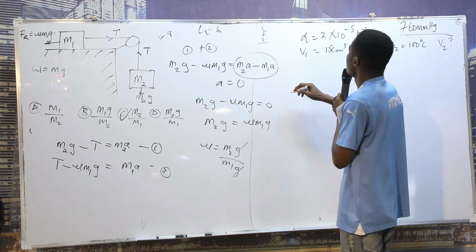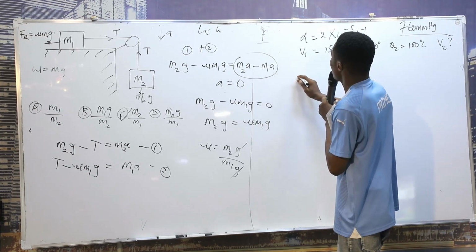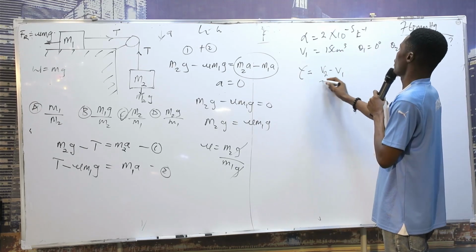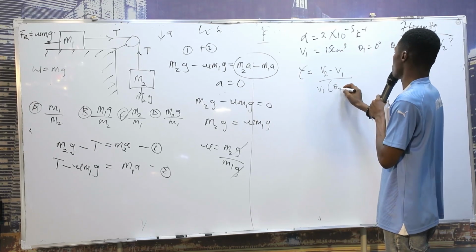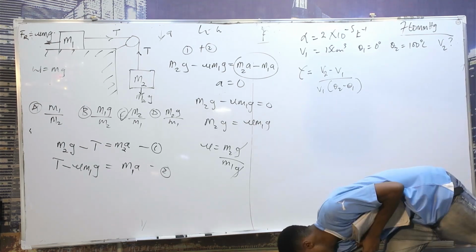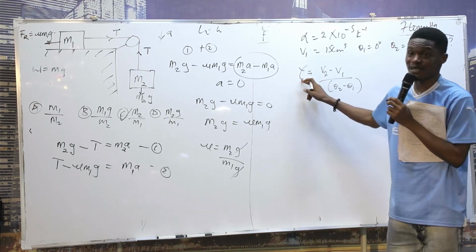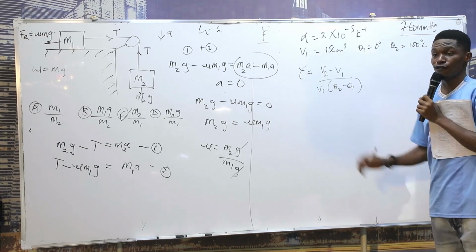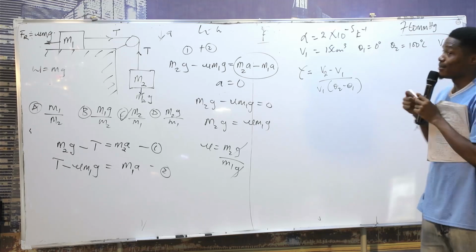V2 is unknown. Now, class, I will tell them that volume expansivity is V2 minus V1 over V1 times theta 2 minus theta 1. Have you seen this before? Good. But you know that this is volume expansivity. They did not give it to us. What they gave us was linear expansivity. So how do we convert that linear to volume? Times 3.